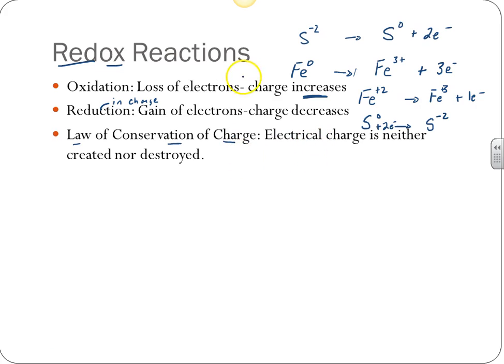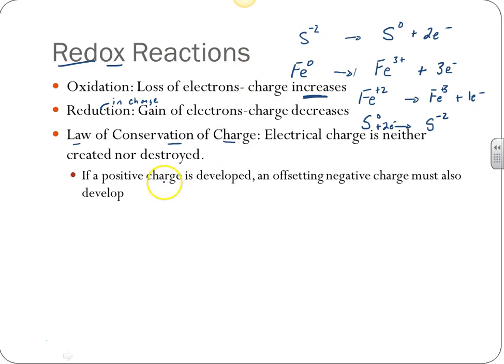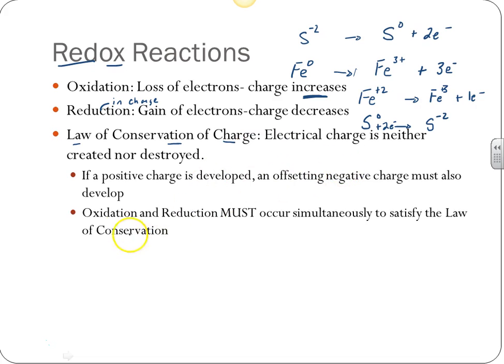What that means in terms of oxidation reduction is that, first of all, if a positive charge develops, we have to have the offsetting negative charge, and vice versa. But what it really means is that whenever we have oxidation and reduction, they have to happen simultaneously. You can't have one without the other. So whenever a charge increases somewhere, in another location a charge has to decrease by the same amount. Overall, the universe seems to be electrically neutral. So if we have a positive created, there has to be a negative to neutralize it.